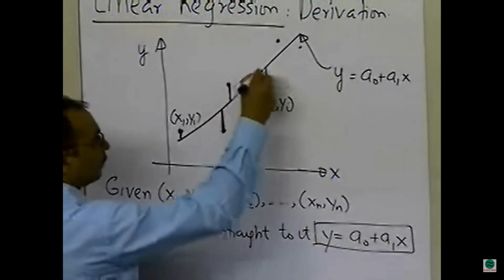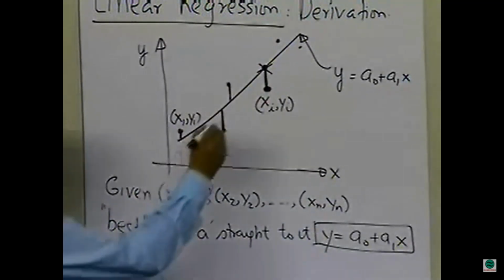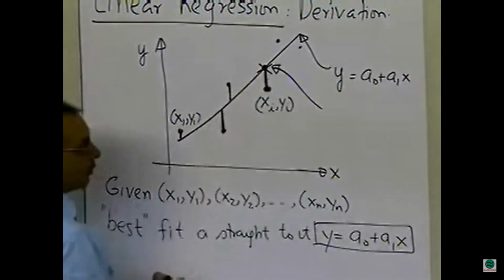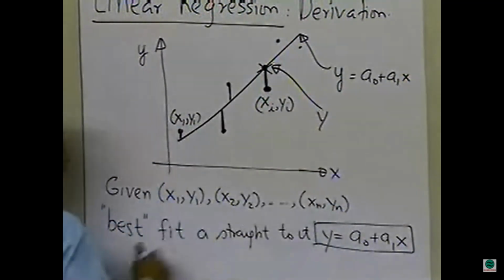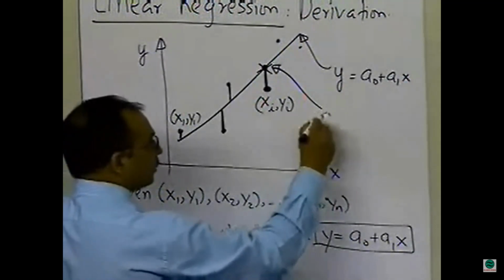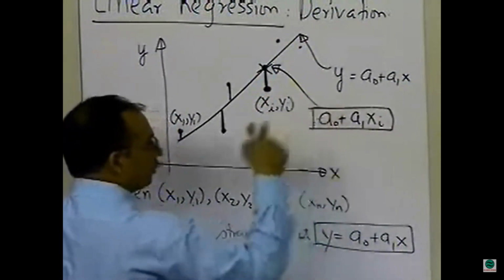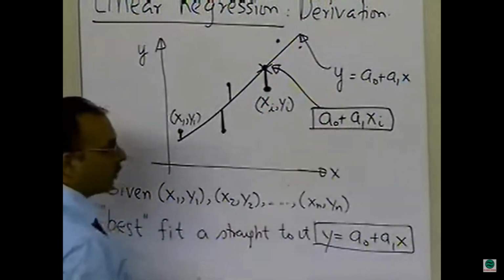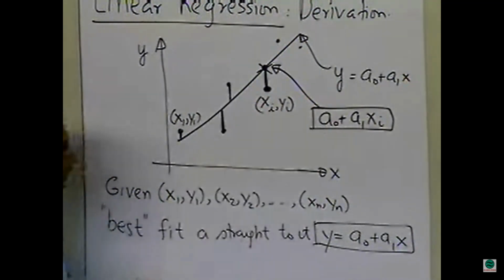So everywhere there's a difference between what you are observing and what you are predicting. The cross is the one which you are predicting, and the dot is the one which you are observing. The predicted value at that particular point will be simply a0 plus a1 times x of i, because that's a straight line which you are going to find. If you put x equal to x of i, that's what you get for the predicted value, and this is the observed value.